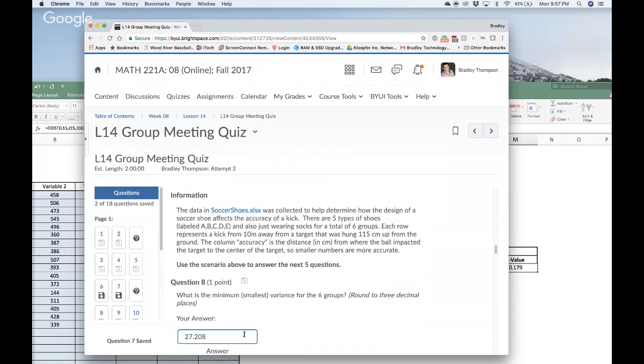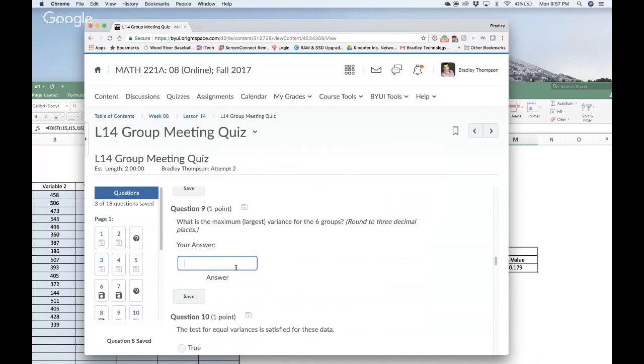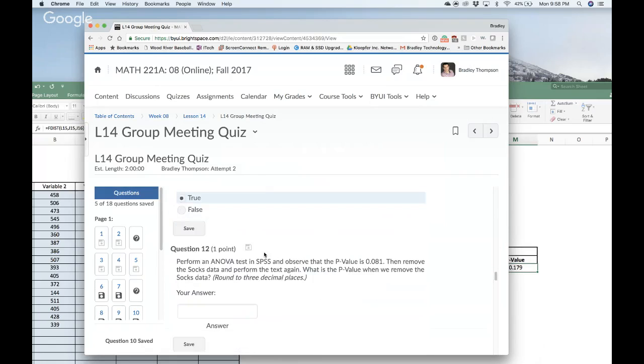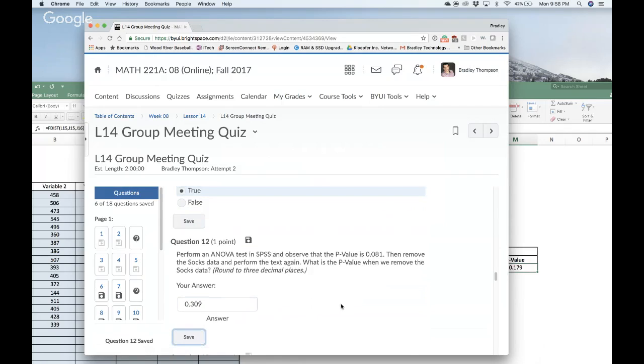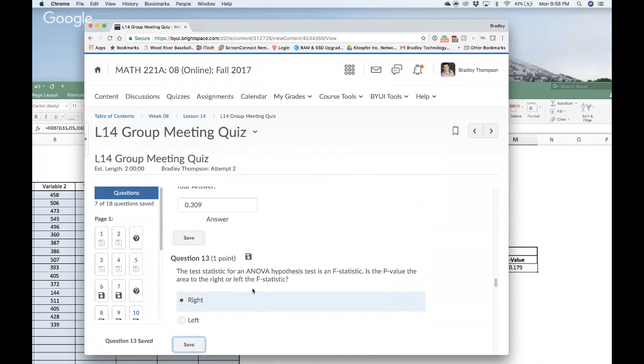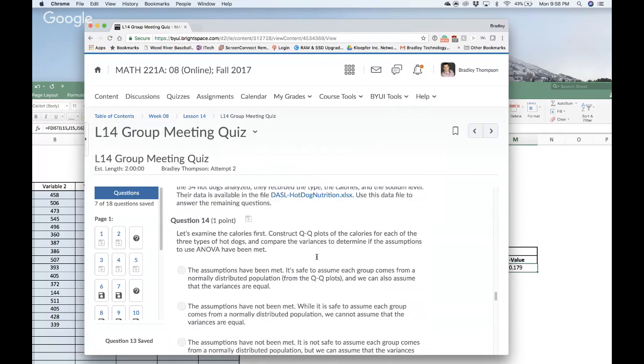8 is 27.208. Hold on, 27 point 208. And then 9 is 53.158. And then 10 is true. Sorry, my bad. 10 is true. Okay. 11 is also true. 12 is 0.309. 13 is right. 0.309. Okay. You can look at my screen. Never mind. Yeah, and then it's right.